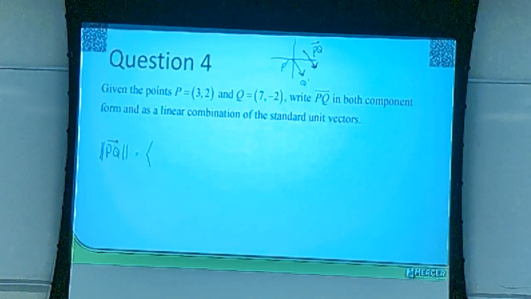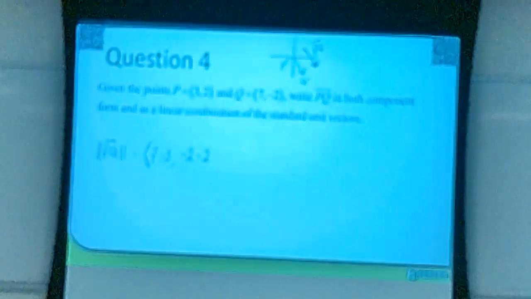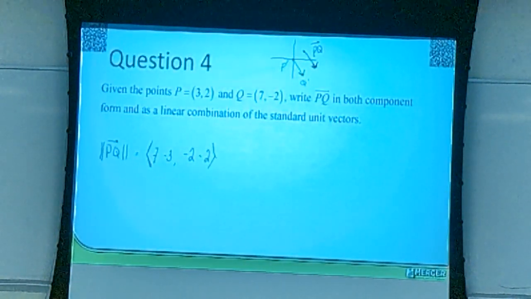And then the component form, we use the pointed braces. So P has to go 3 units to the left, and Q has to go 2 units down.